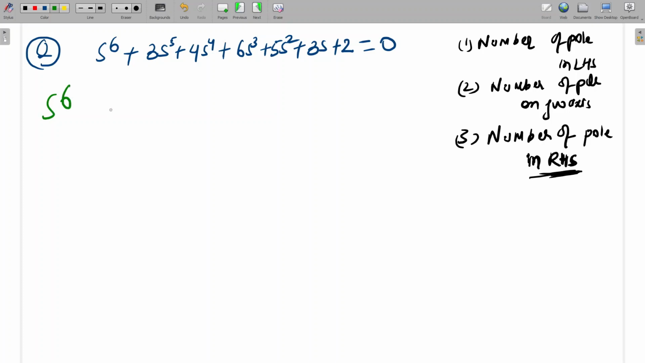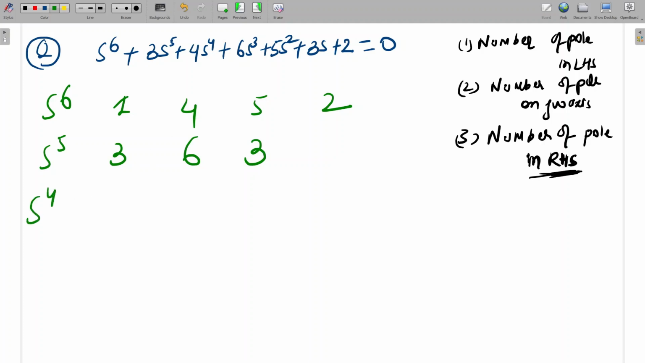S to the power 6, 1. Again here it is 4. Here it is 5 and 2. Is that correct? S to the power 5, what will be the value? 3, 3, 6, 6 and 3. 363. Correct? Yes, sir. What will be the s to the power 4 value?